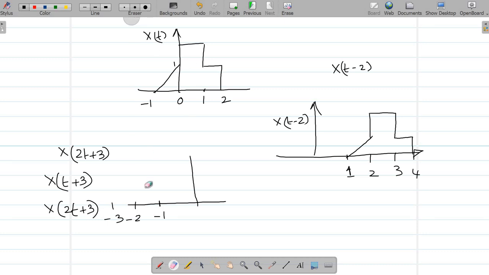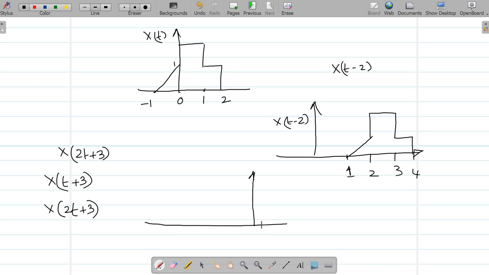Okay, let me erase this. Let me redraw. Let us say the signal is something like this, and it will have to be advanced by 3 units, which means the 2 will come at negative 1, negative 2, negative 3, negative 4. So it will start something like this, and then go like this, and then here, and finally I'll have this.